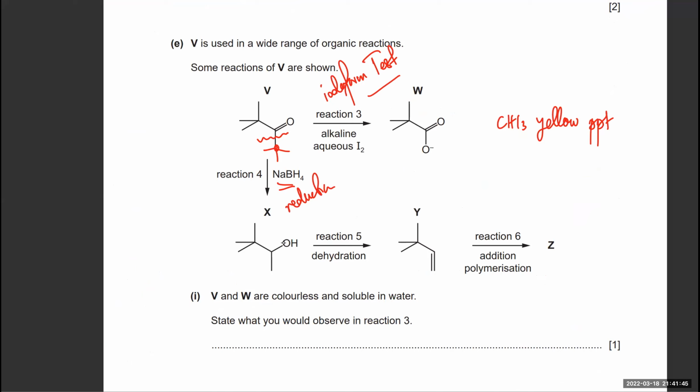Not sure why they're stating everything. And then this alcohol turns into an alkene. It's dehydration. When dehydration happens, H is lost from the neighboring carbon atom. OH is lost, H is lost, and they end up forming a water molecule as well.